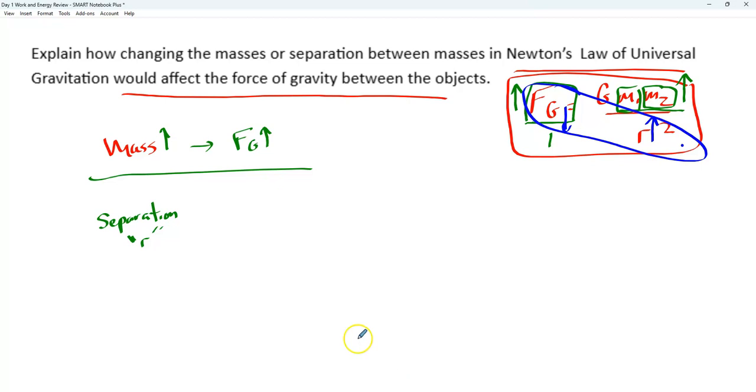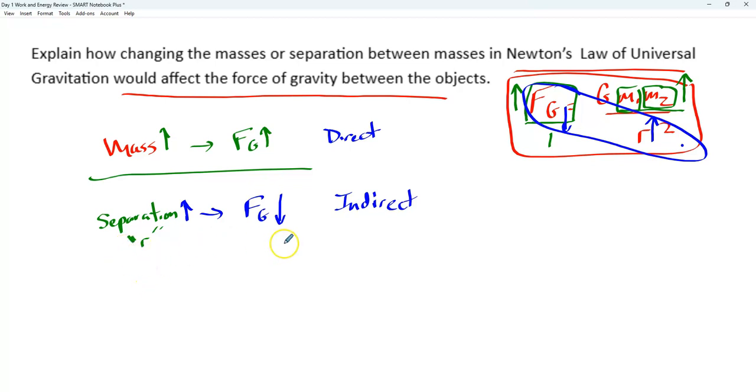So same parts of the fraction, direct relationship. So if the separation increases, the force of gravity gets weaker, and that's an inverse relationship. In this one, it's an inverse square law because it's squared, but you don't have to really worry about that. You just have to talk about how changing the mass would affect the force of gravity, or how changing the separation would change the force of gravity.